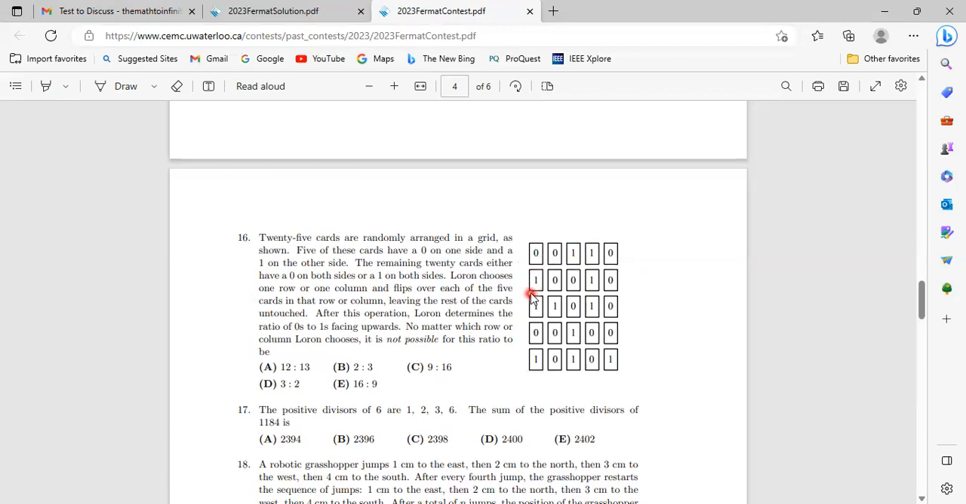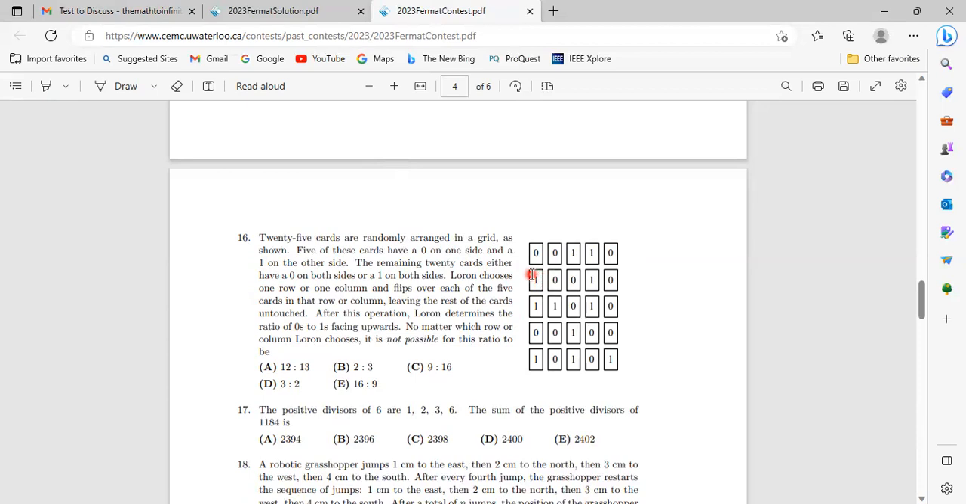They didn't tell what they are. They are saying that 5 of these cards hold this property. So the remaining 20 cards either have 0 on both sides or 1 on both sides. Maybe if you see 1, the other side is also going to be 1. Do you understand? So this possesses two kinds of property.